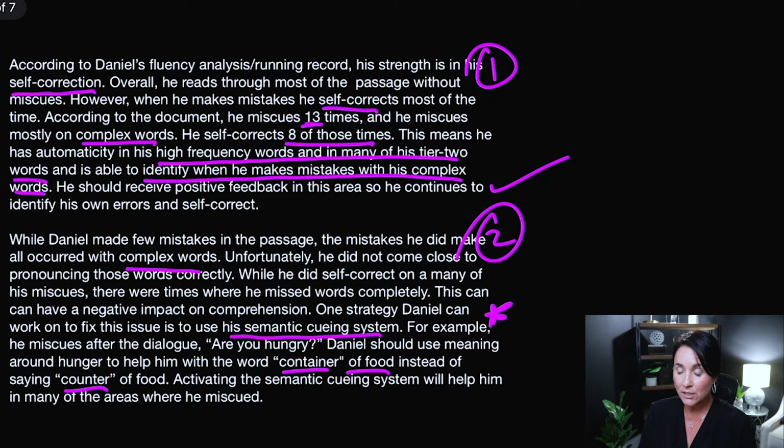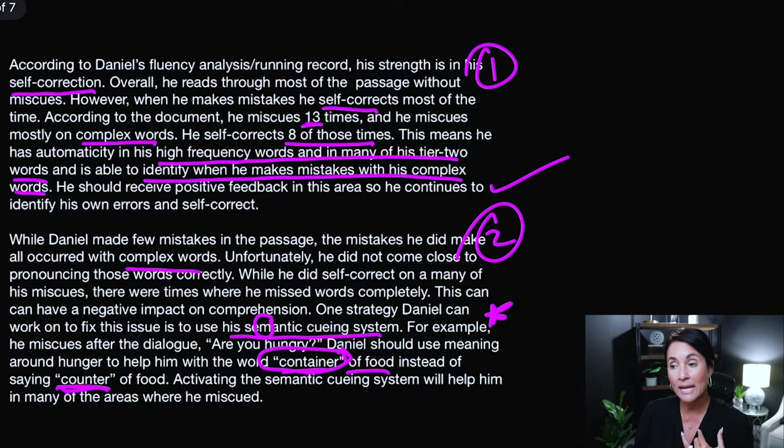Okay, again, notice I used a specific area in the text where he miscued, which was around that dialogue, "Are you hungry?" And then he missed that container and he called it a counter of food. And I say use that semantic cueing system, that meaning. Remember, semantic means meaning. And if you don't know what these cueing systems are, I will link up a video for you to get that information. Really important that you know the 3 cueing systems, which are the semantic, the syntactic, and the graphophonic. And that is in our videos, in the description below, and up here in the information.